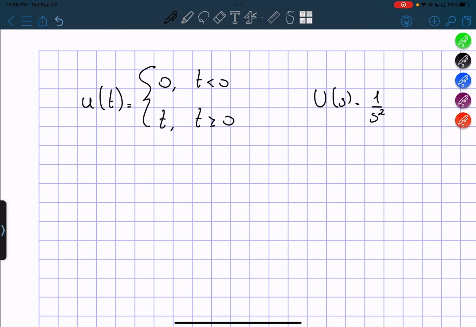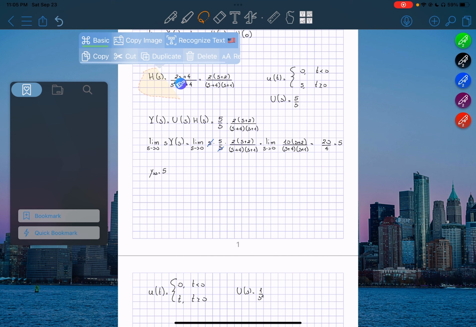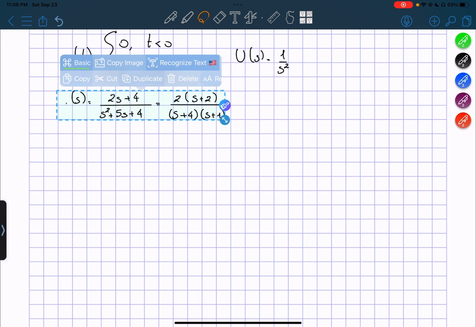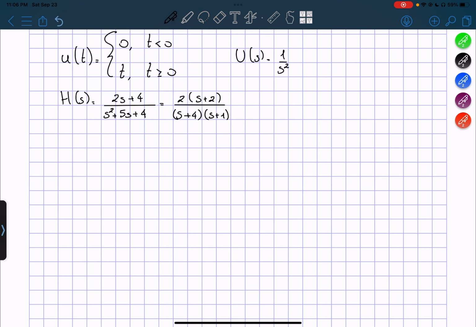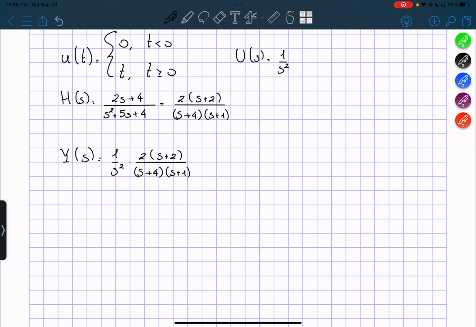And I'm going to say that h is the same thing that I had before, so I'm just going to copy it and paste it. Yeah, just copy everything. Okay. Now, capital Y of s, that is going to be equal to what? It's going to be equal to 1 over s squared times this part here. Okay. All right. So now we can put in our values.